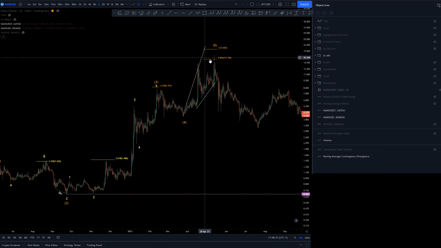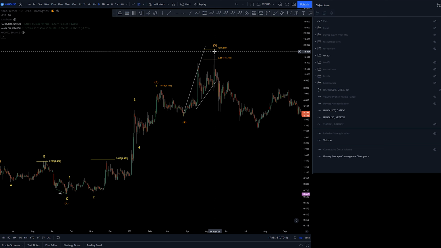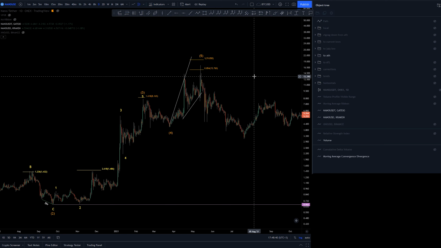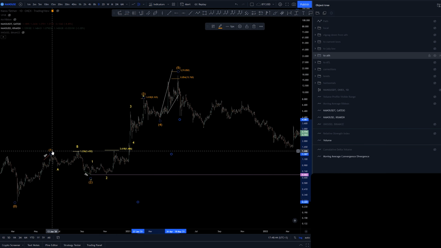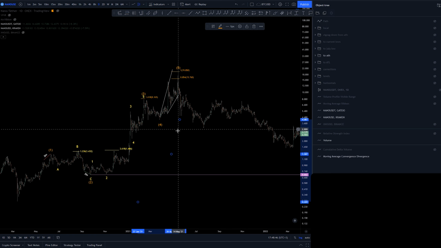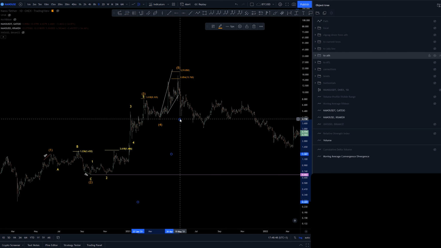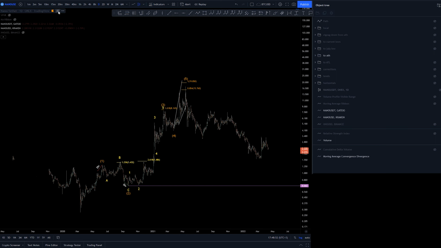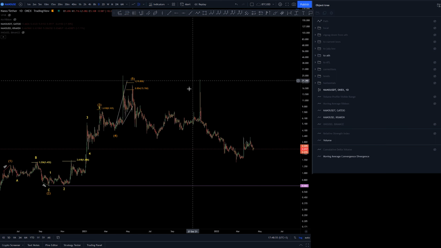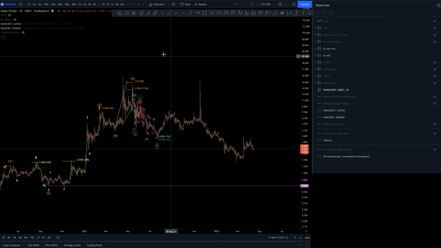The targets again almost 1-to-1 here, which is fine, and this is actually the length of wave 1 projected to the end of wave 4, giving us the target for wave 5. Now we see this massive wick that I'm going to show you in a bit.